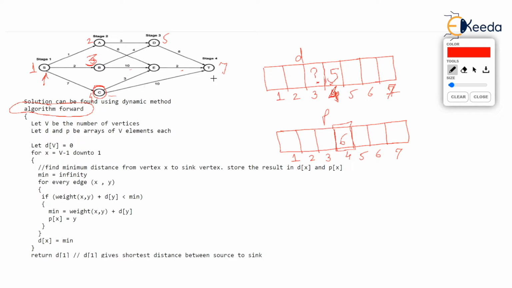Now there are these many ways. You can go from 3 to 5 and then 5 to 7. So what will be the distance? It will be 4 plus 8, which is 12, isn't it? I'll just increase the font in case this is not visible.